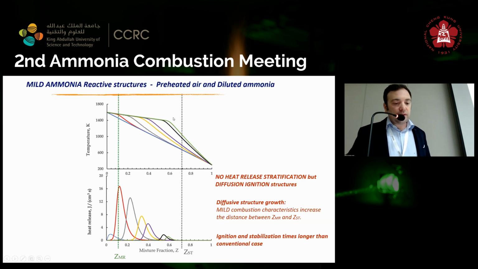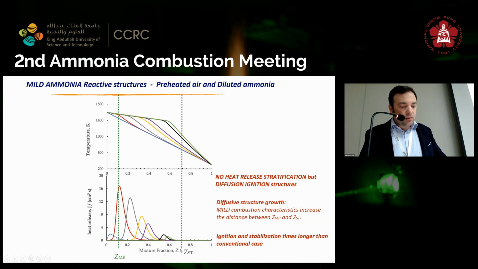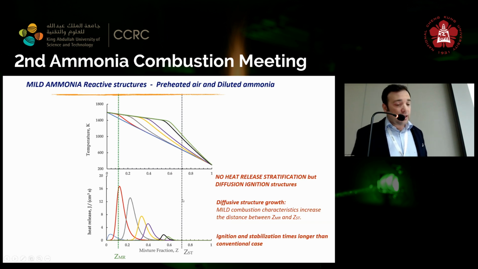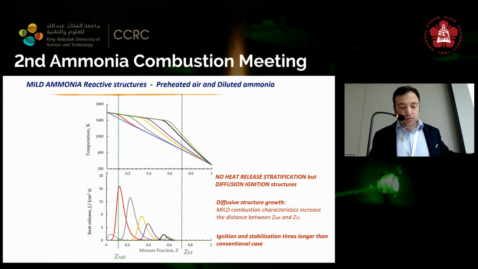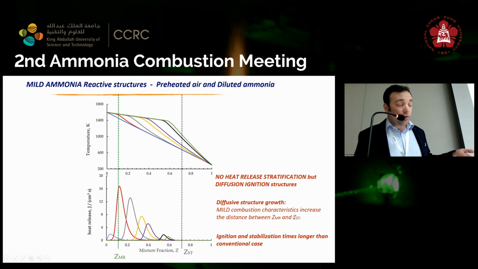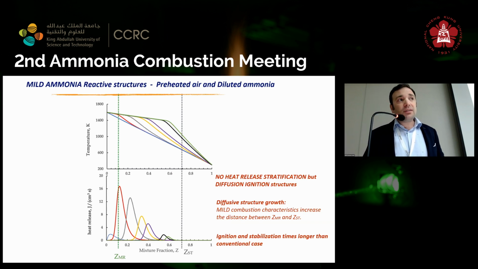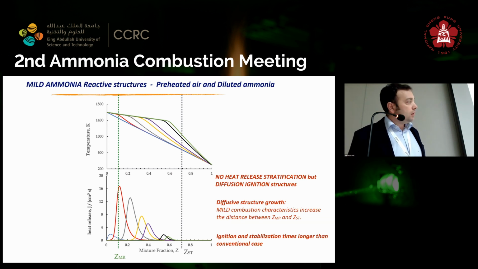We can see the same process if we move in space. For example, this is a time coordinate, of course. We have this growth of the diffusive structure in this case because you can see that the stoichiometric mixture fraction is moved toward the fuel-rich side. So we have in mild combustion this increase in the distance between the most reactive and stoichiometric mixture fraction. And the ignition and stabilization times are longer when compared to the conventional case. This is very important for application. So if we want to burn ammonia in mild combustion, we need to know these characteristic times, of course, for ignition and for the achievement of the maximum delta T in our system.